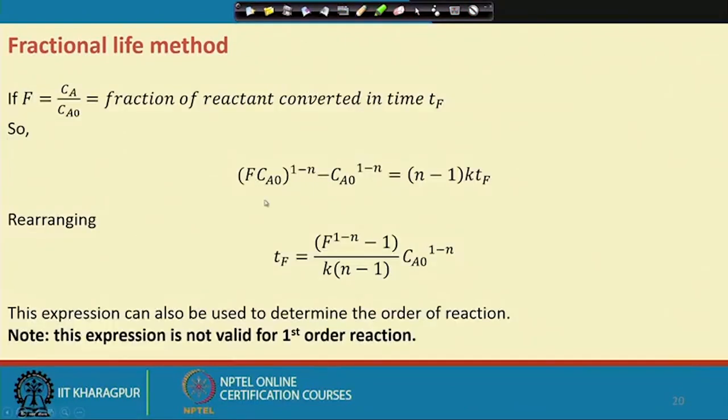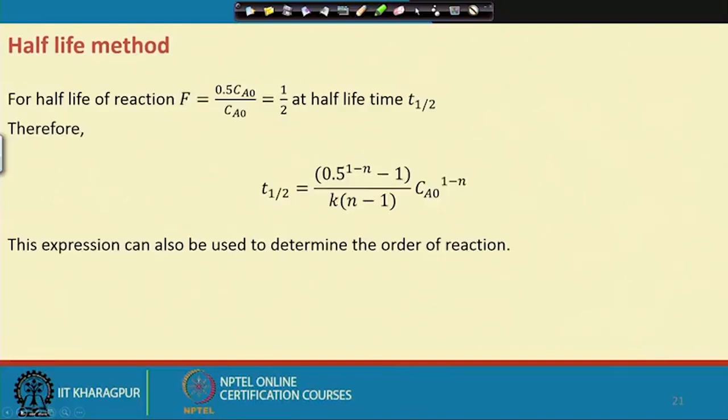Now, this equation may be simplified in this form, and finally, we can write this equation in this form. Here F is the fraction, defined as C_A by C_A0, the fraction of reactant converted at time t. Now, in case of F, if we substitute F by t half, what is t half? It is the half life of a chemical reaction.